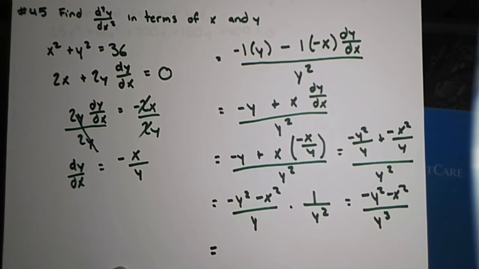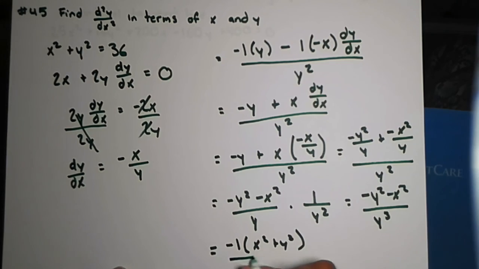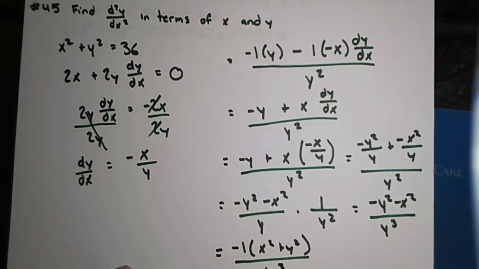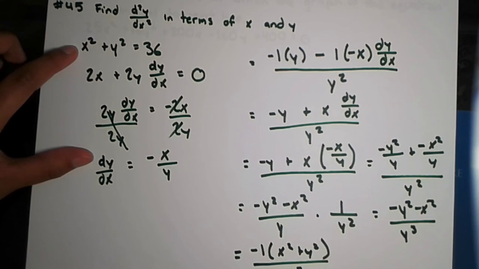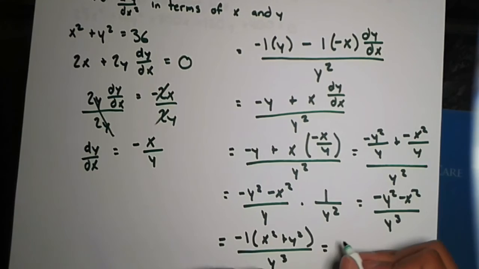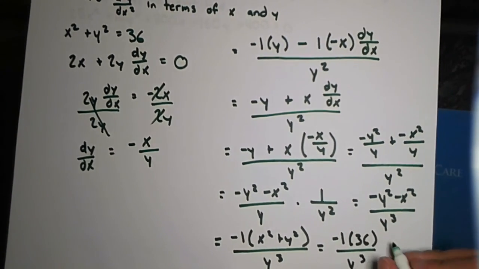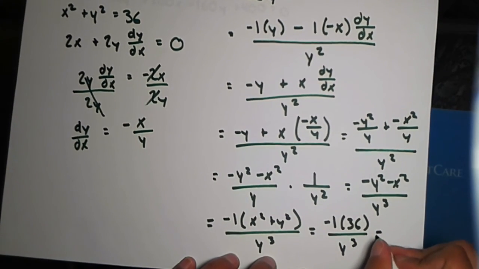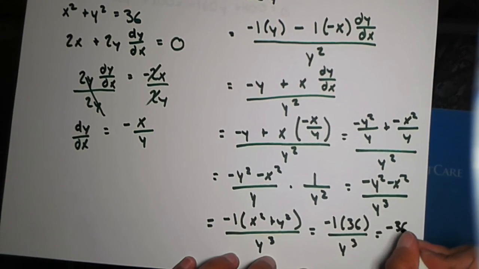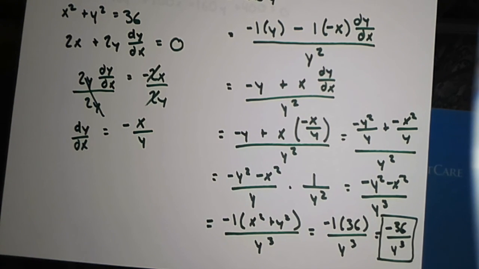You can actually simplify this even further. If you factor out a negative 1, you'll get x squared plus y squared over y cubed. And if you look back to our original problem, x squared plus y squared equals 36, so you could just plug that in for this part. And you would get negative 1 times 36 over y cubed. And your answer would be negative 36 over y cubed. And that is your second derivative in terms of x and y.